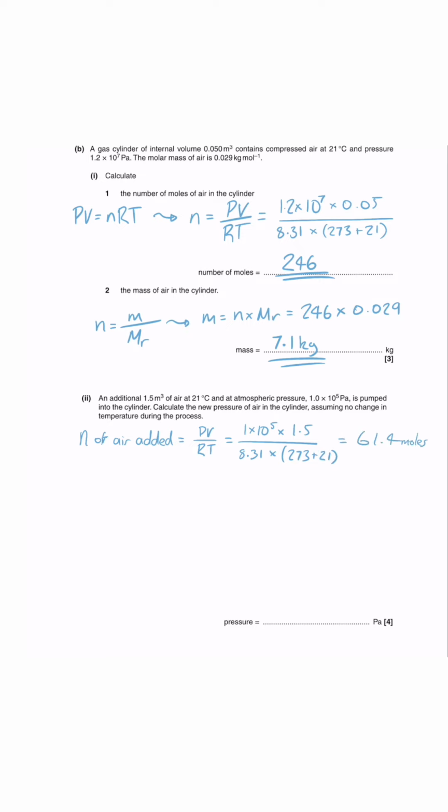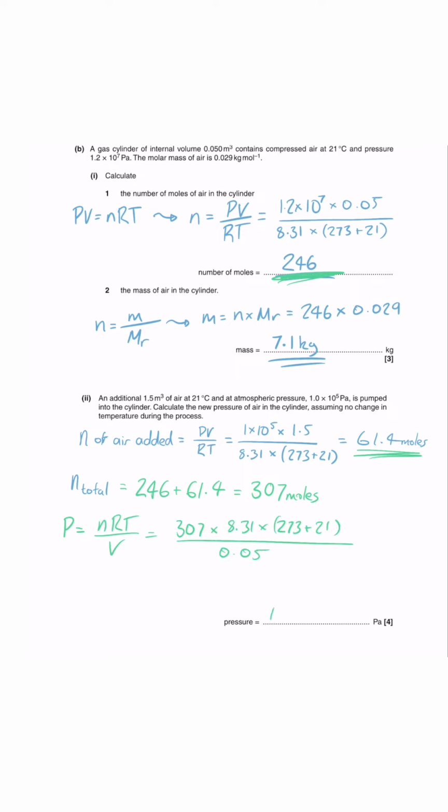We then need to add that to the number of moles that are already in the container, which we've already worked out as 246, and you should get an answer of 307 moles. And finally, you can put that value into PV = nRT rearranged as nRT over V. Remember your V this time is 0.05 to give you 1.5 times 10 to the 7.